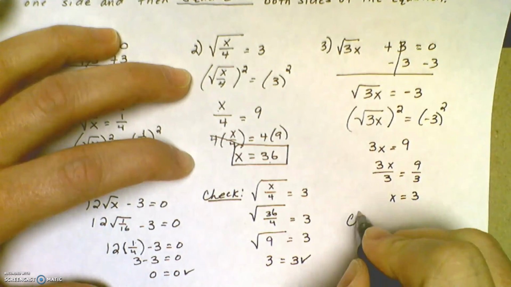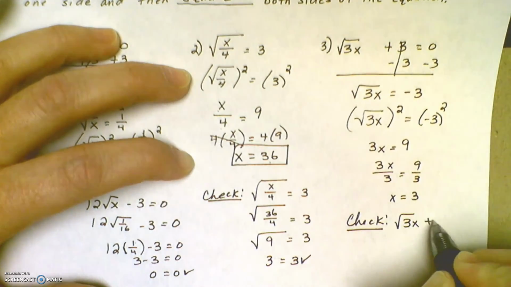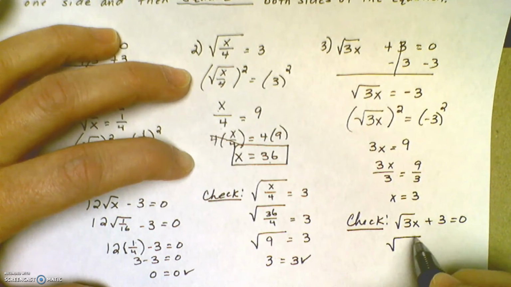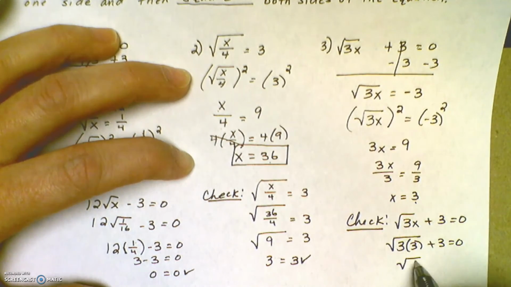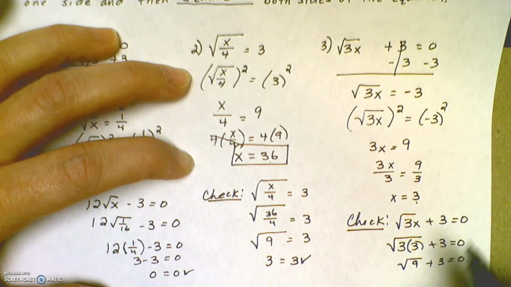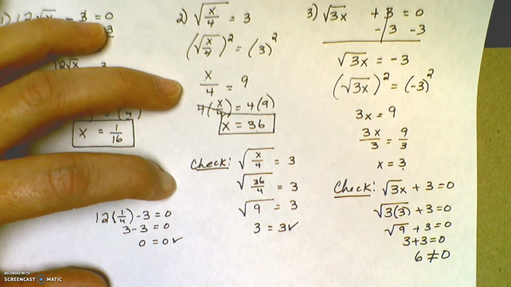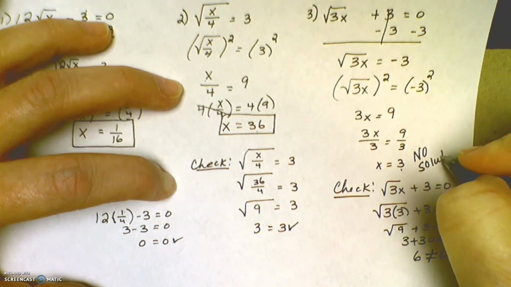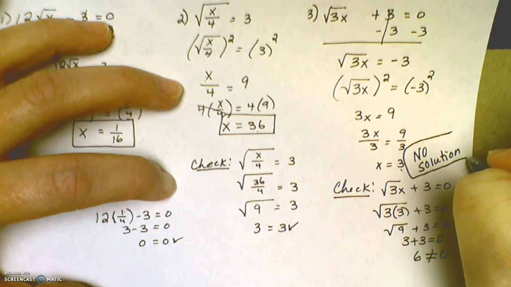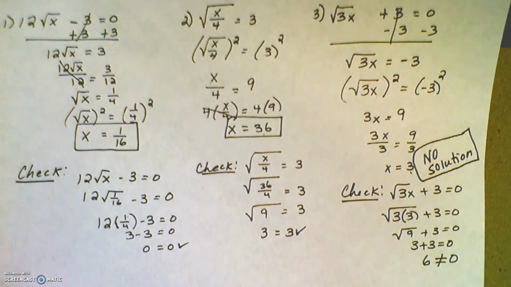We need to check to make sure this is a solution. Checking back in the original. Everywhere you see an x, plug in 3. 3 times 3 is 9. Square root of 9 is 3. 3 plus 3 is 6, but that does not equal 0. So we have a case that is a no solution. So if the check does not work, we call it a no solution.